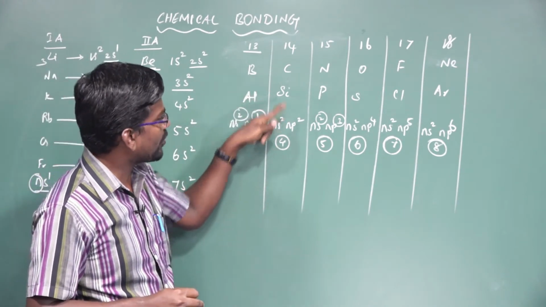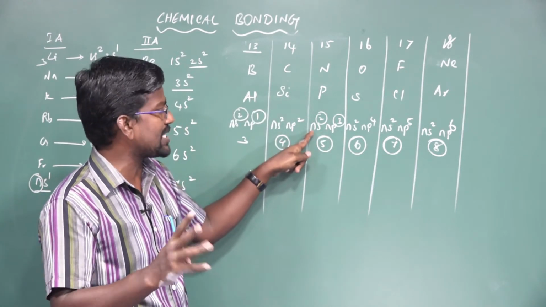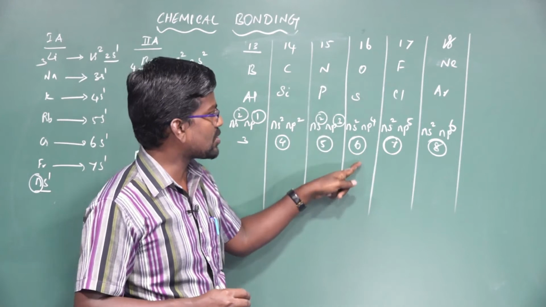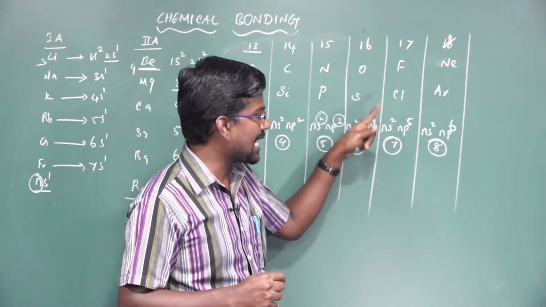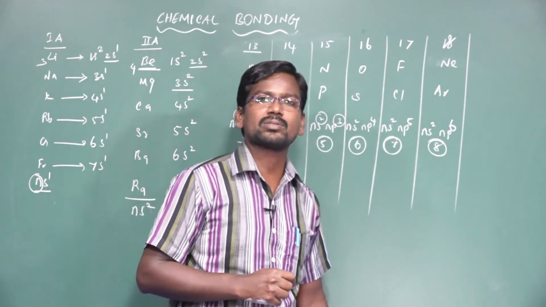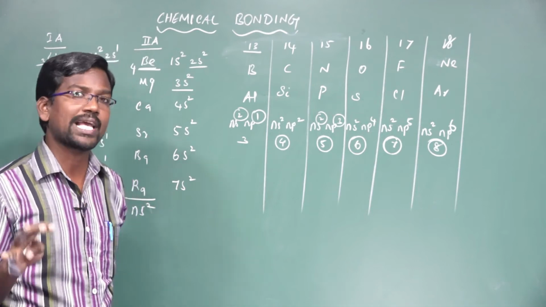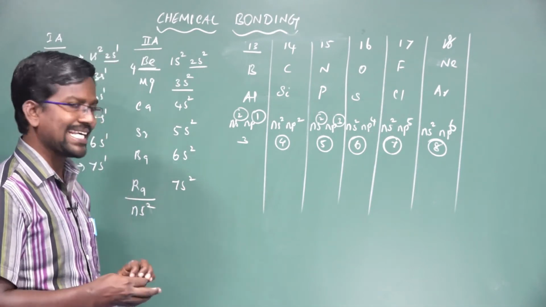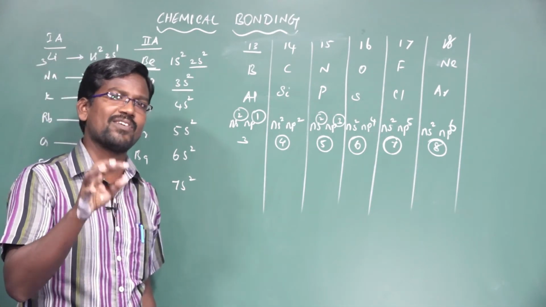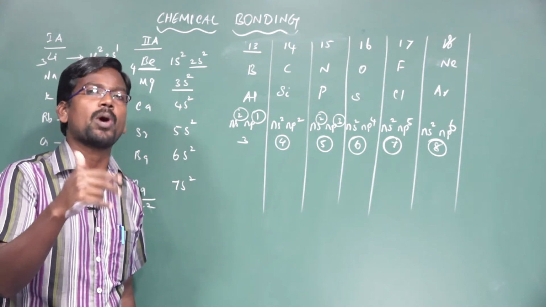Carbon family shows 4 valency. Nitrogen family shows 3 plus 2, that is 5 valency or 3 valency. Oxygen family shows 2 valency. Halogen family shows 1 valency because 1 unpaired electron is there. Inert gas shows 0 valency because of the completely filled electron configuration of the valence cell. The electrons in the valence cell are known as valence electrons. Valence electrons are only responsible for bond formation.